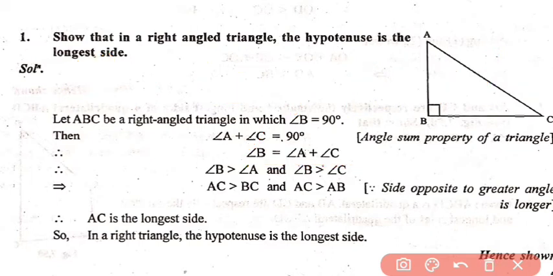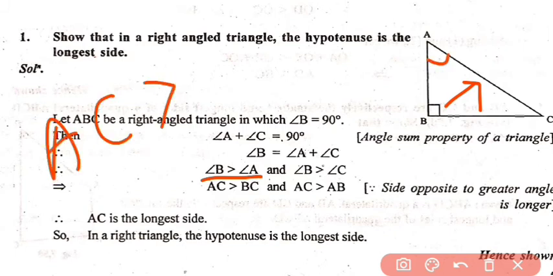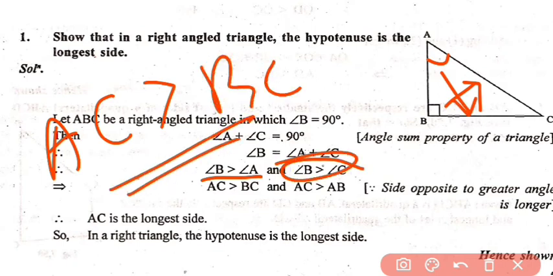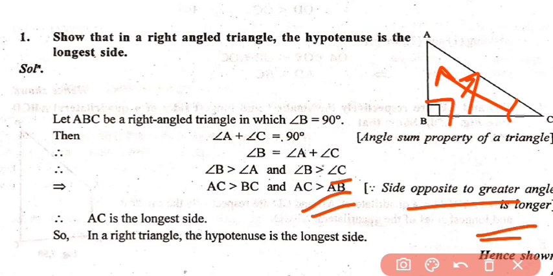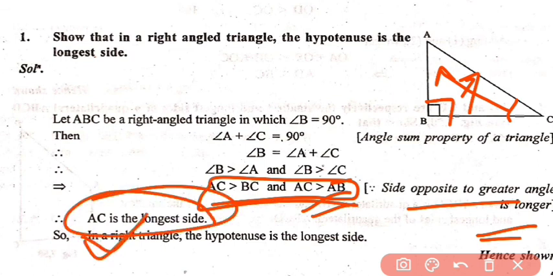And since angle B is greater than angle A, their opposite side, that is AC, will be greater than BC. Similarly, if angle B is greater than angle C, therefore the opposite side AC is greater than AB. The side opposite to the greater angle is longer, therefore from these two we can write AC is the longest side.